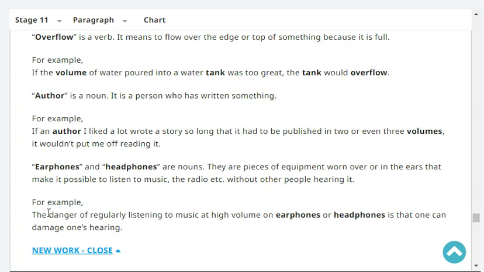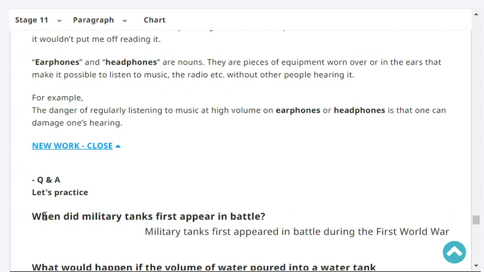Okay, earphones and headphones are nouns. They are pieces of equipment worn over or in the ears that make it possible to listen to music, radio, etc., without other people hearing it. For example, the danger of regularly listening to music at high volume on earphones or headphones is that one can damage one's hearing.